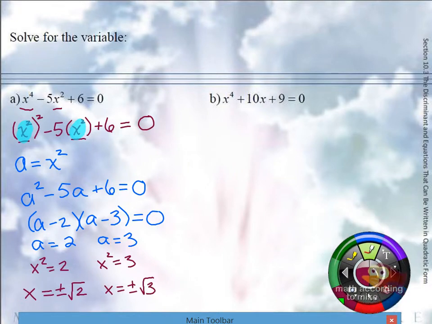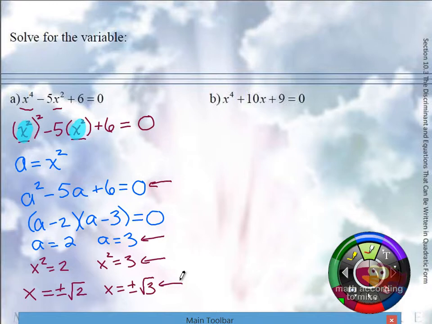So that is the process. Rewrite it so it looks like a quadratic. That was this line here. Solve under that quadratic. Back substitute, solve for the replaced variable. This process will work despite what the equation looks like. You just might have to do some additional tricks at the very last stage there.